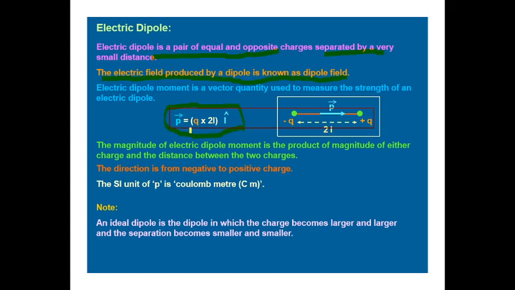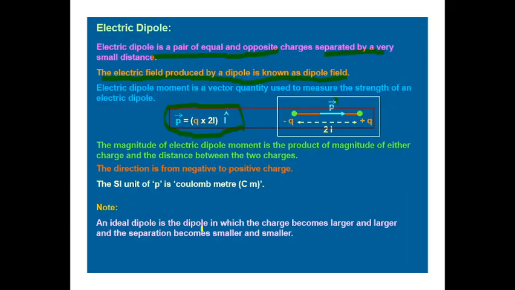This is known as electric dipole moment. So what is the dipole moment? The magnitude of the electric dipole moment is the product of either charge and the separation distance. It is also a vector quantity, always directed from the negative charge to the positive charge. This is the direction of the dipole moment. The SI unit: q is in coulomb and length is in meter, so coulomb meter is the unit of the electric dipole moment.